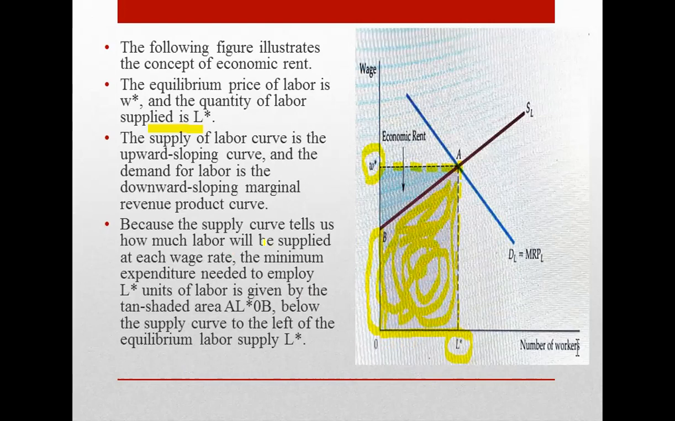Because the supply curve tells us how much labor will be supplied at each wage rate, the minimum expenditure needed to employ L star units of labor is given by the tan shaded area A L star O B, below the supply curve, to the left of L star. So this is the minimum wage bill, the total amount of wage that you need to pay to get OL star amount of labor.